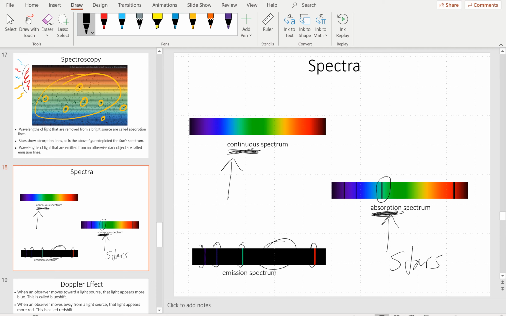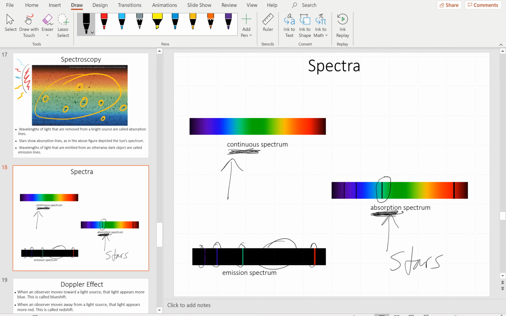One more thing before we go on to the Doppler effect and then telescopes, and that is that I just want to remind you of this actually. We categorize stars by their spectra. So stars have absorption spectra. If you study the absorption spectrum of a particular star, you can figure out what is in the atmosphere of that star because the spectral lines are like chemical fingerprints.